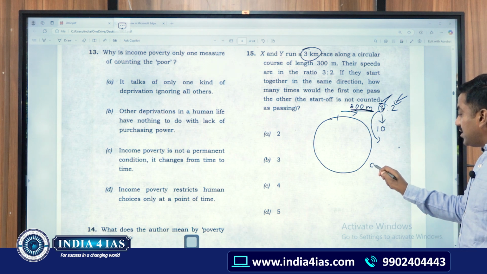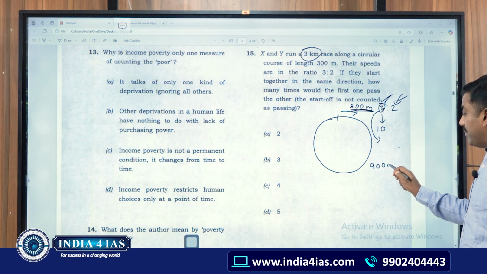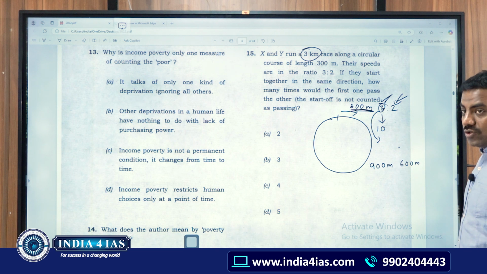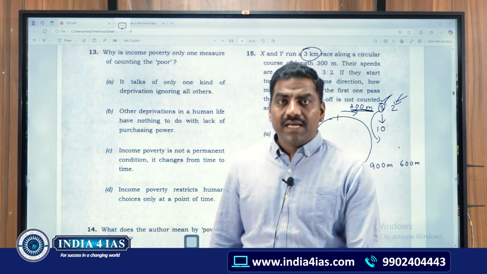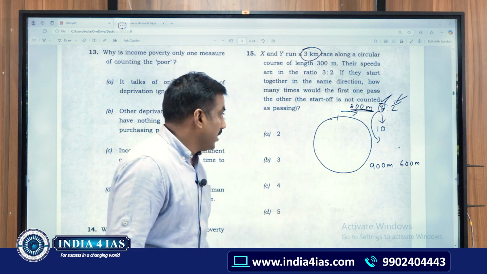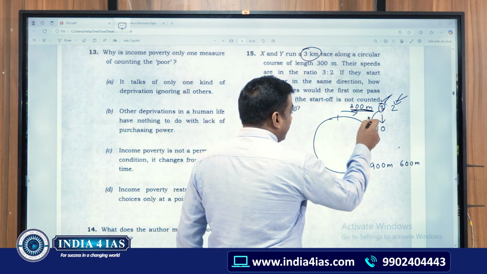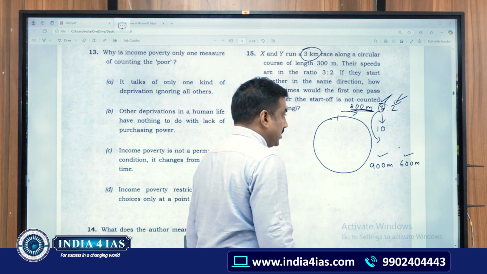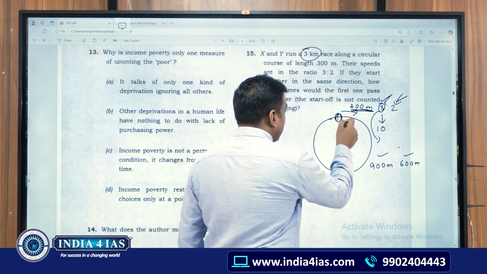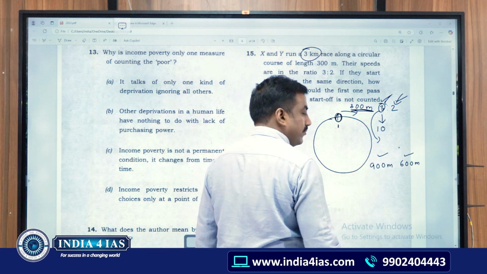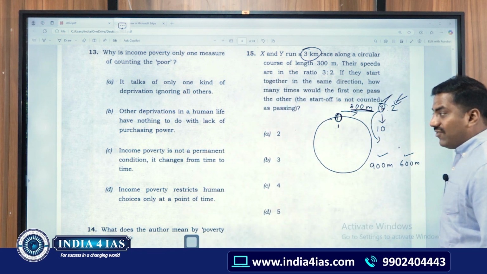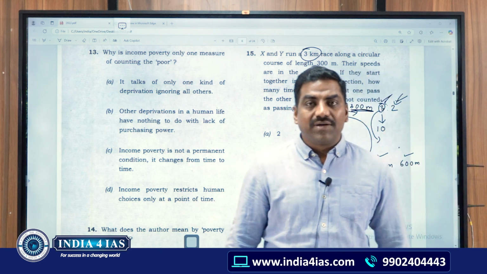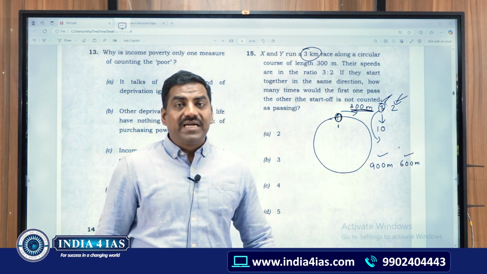So when he finishes 3 rounds, he might have covered 900 meters, the other person would have covered 600 meters. So 900 meters is divisible by 300, 600 is also divisible by 300. That means after the first person covers this much and the second person covers this much, they will again meet here. This is the first time when they are meeting. First person has covered 900 meters, that is 3 rounds, and the second person has covered 2 rounds. Until then, they have not met each other.